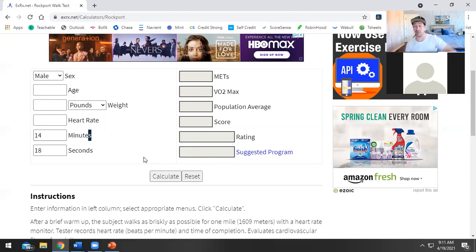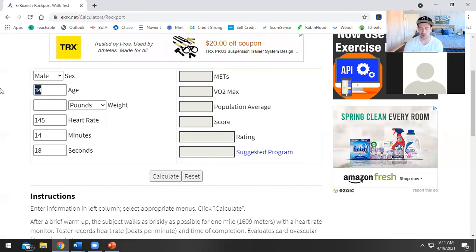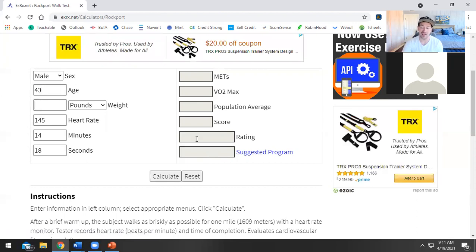Or if they're wearing a heart rate monitor, great. Whatever the heart rate monitor says in that moment that their heart rate is, the second the test is over, that's what we want to see. So let's say this person's heart rate is like 145, right? And then you're actually going to put in your client's sex, age, and weight. So let's say somebody was 30, was it 40, 43? And let's say they weigh 189 pounds, right? We had a female client before. So we'll hit calculate here.